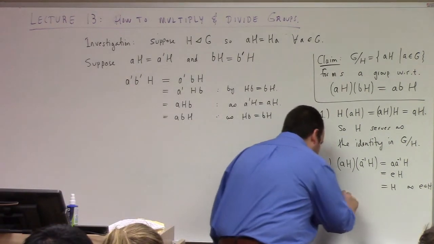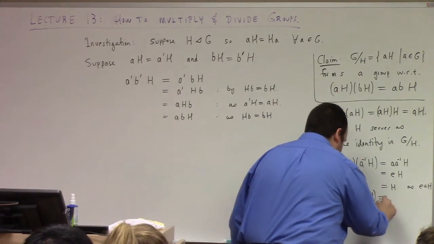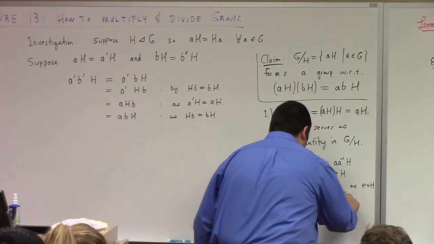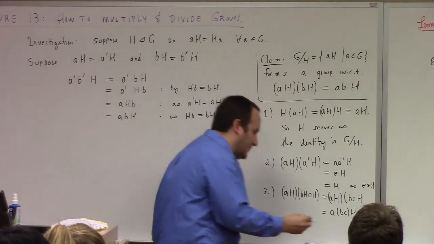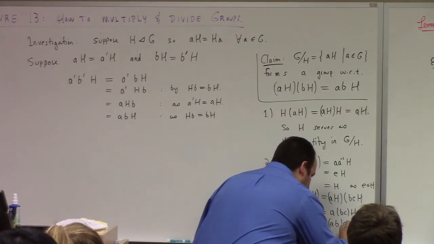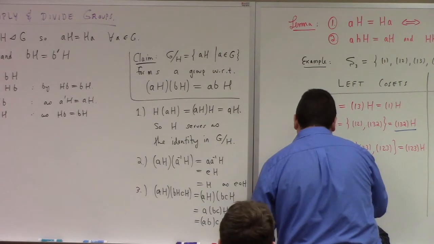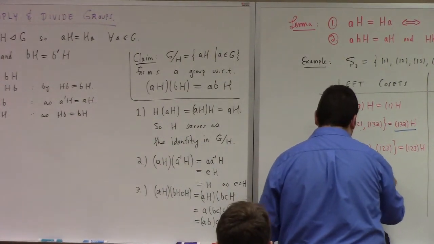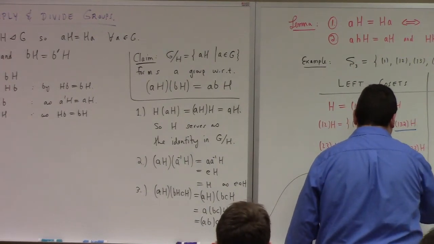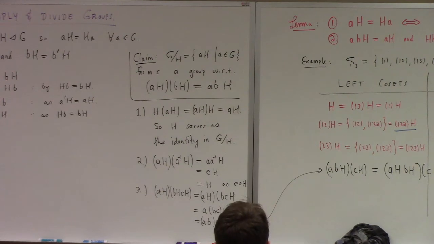Associativity, right. So 3, if we look at AH times BH times CH, that will be AH times BCH, which will be equal to A times BC times H. But by associativity in the group, that's equal to AB times C times H, which, of course, is going to be ABH times CH, which, by the way, is going to be AH times BH, parentheses, times CH. But that holds for all A, B, and C, so there you go, associativity in the quotient. It follows from associativity of the group.